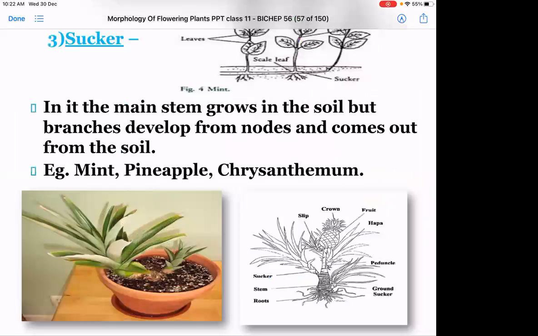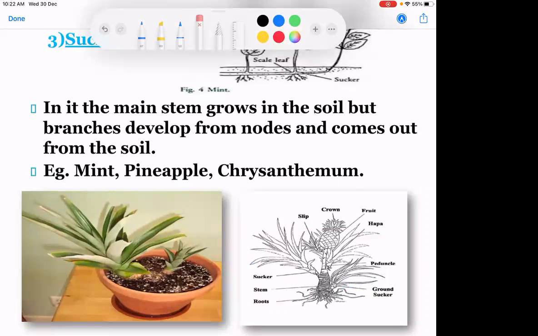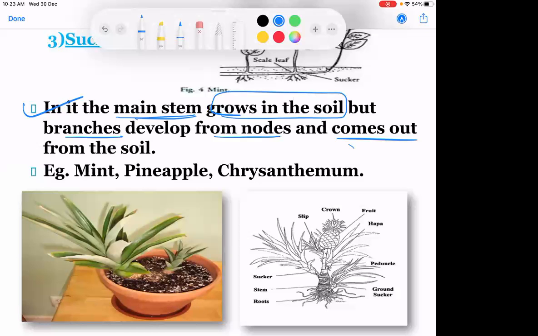So if you see the diagram and compare the description, in this the main stem grows in the soil. Look, it is under the soil. Branches develop from nodes and come out from the soil. Ready? So the stem is under the ground and only the branches are above the ground.